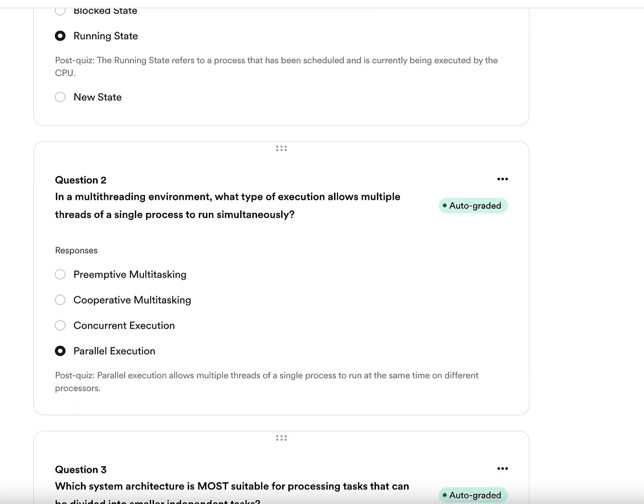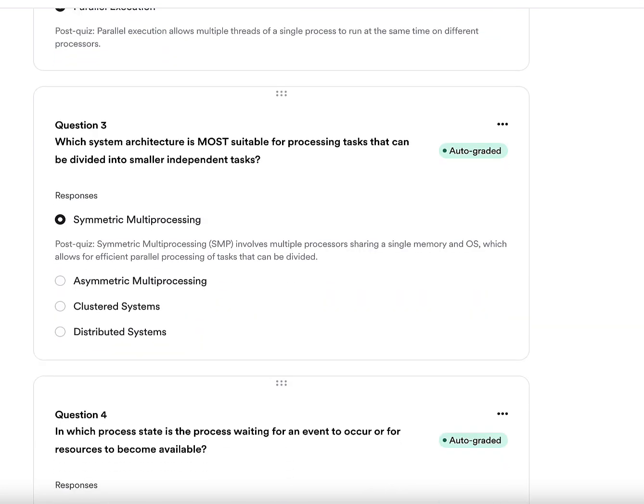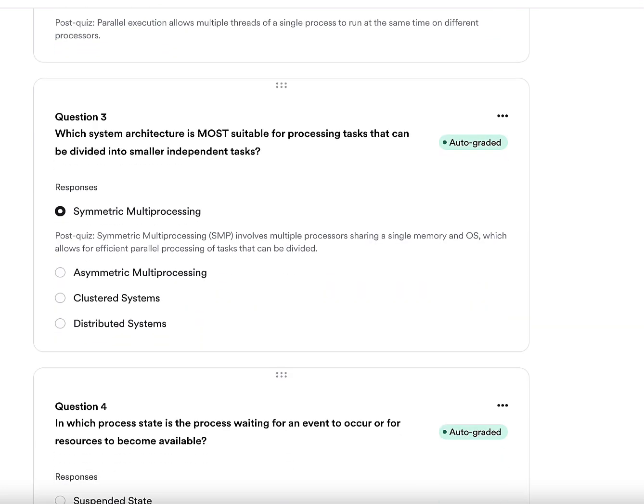Question 2. In a multi-threaded environment, what type of execution allows for multiple threads of a single process to run simultaneously? A, preemptive multitasking. B, cooperative multitasking. C, concurrent execution. Or D, parallel execution. And the answer is D, parallel execution. It allows multiple threads in a single process to run at the same time on a different processor, hence the term parallel. So keep that in mind when you're taking these tests. And if these answers seem really hard, think about what they're actually asking and then the answer itself.